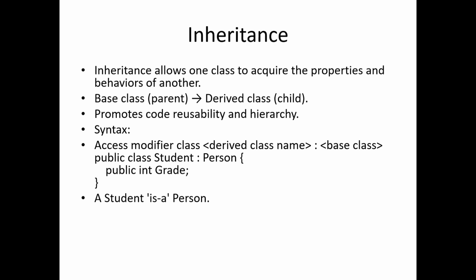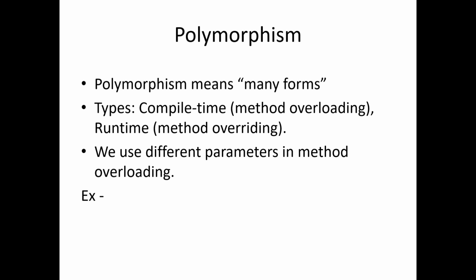Coming to the topic polymorphism. So what does the term polymorphism mean? It means many forms, like a method or a function which can take many forms depending on which class it is in. So there are two types of polymorphism: compile time and runtime. The compile time polymorphism is method overloading and runtime is method overriding.